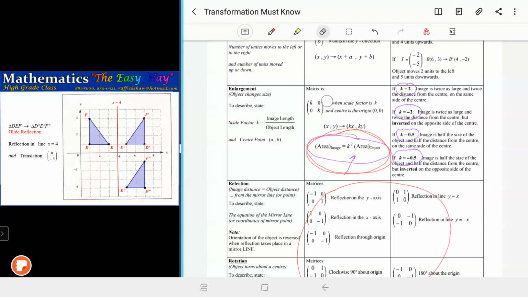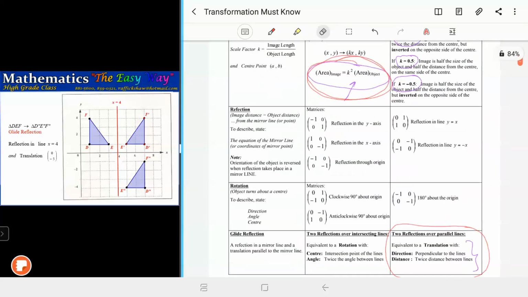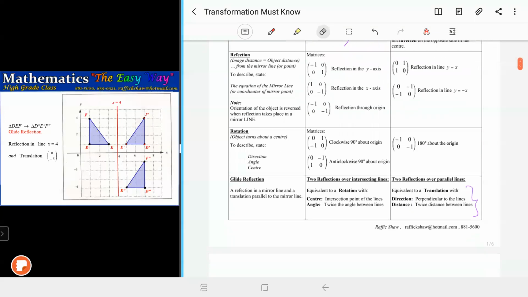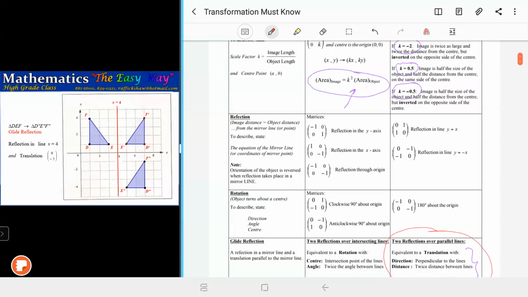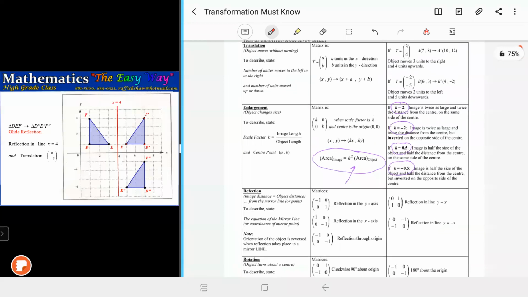Tomorrow, just remind me if I don't remember, we have to do an enlargement area question, a question with the enlargement area. I also want to do a 2 reflections of parallel lines question tomorrow. We can get those out of the way first, so you can understand how we apply these things.